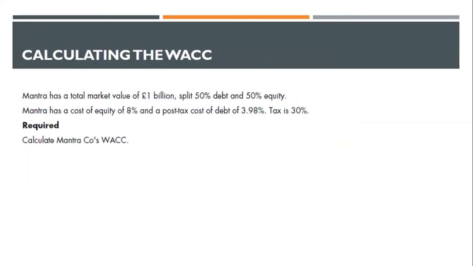Okay, calculating the WACC. WACC was simple. It says that Mantra has a total market value of 1 billion, split 50% debt, 50% equity. Mantra has a cost of equity of 8% and a post-tax cost of debt of 3.9%. Tax is 30%. So how do we calculate the WACC here? Can you people do this calculation? Should I do it for you?